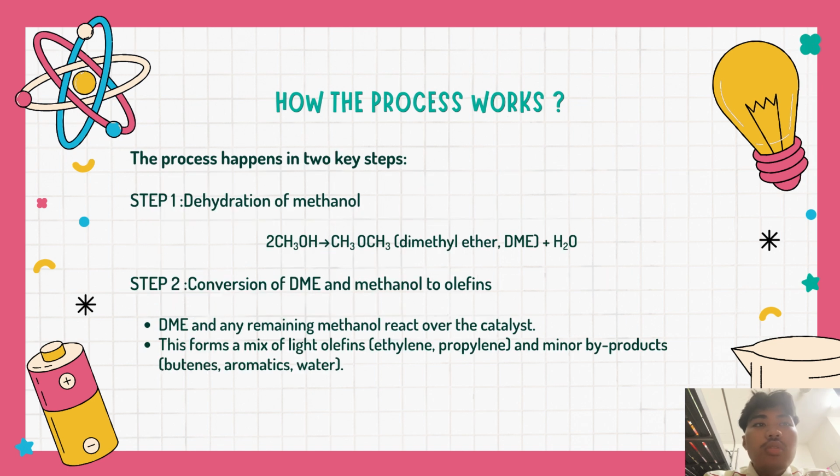Next, the process happens in two key steps. The first one is dehydration of methanol. The second is conversion of DME and methanol to olefin. DME and any remaining methanol react over the catalyst. This forms a mix of light olefins like ethylene, propylene, and minor byproducts like butenes, aromatics, and water.